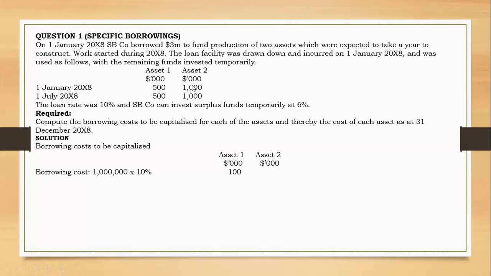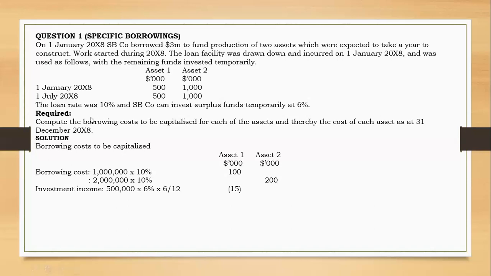And then for asset 2, I would have 1 million on 1st January and another 1 million on 1st July, giving you a total of 2 million. So I would take 2 million times 10% and I would have $200,000. These are the borrowing costs, and now we have to less the investment income. What is investment income?